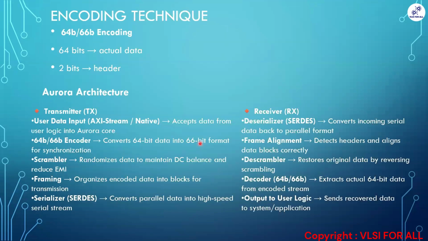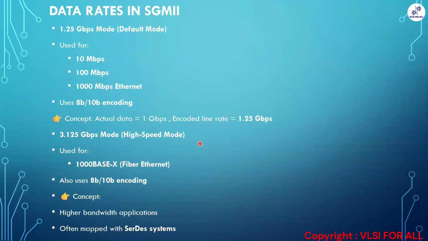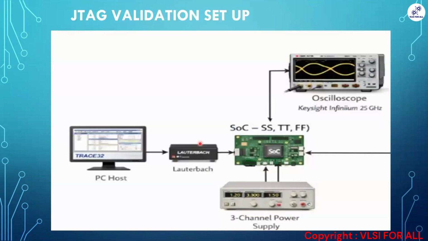Coming to how we will do the validation of SGMII or Aurora, we'll have the host PC and the Lauterbach, and on the DUT we'll have a bullseye port. That bullseye port is usually an 8-pin port, where the first half is TXP, TXN, RXP, RXN. Those 4 cables, with the help of differential probes, we give to the oscilloscope.